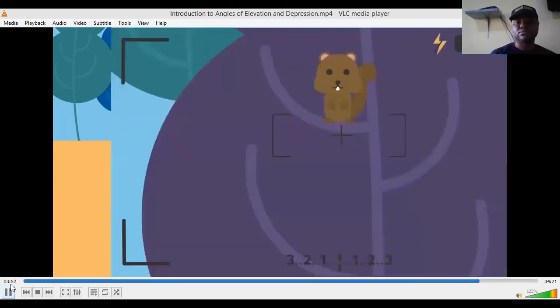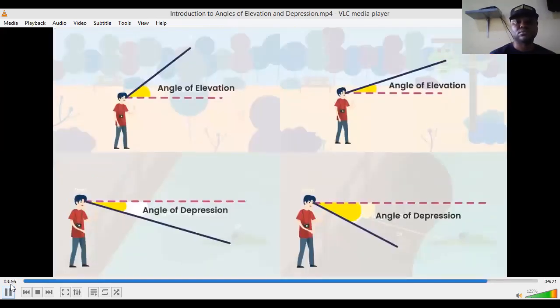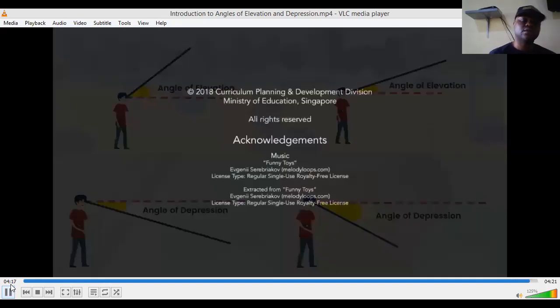So, Dylan takes a picture of the squirrel and walks on. All in all, when we look up, an angle of elevation of the object from us is formed. Specifically, angle of elevation is the angle between the horizontal and line of sight. When we look down, an angle of depression of the object from us is formed. And an angle of depression is the angle between the horizontal and the line of sight too. Okay, so that is just it.